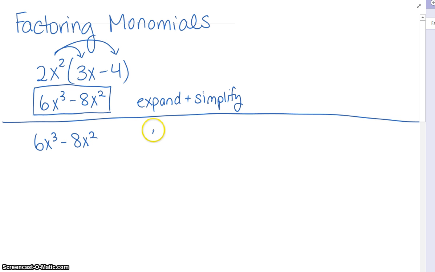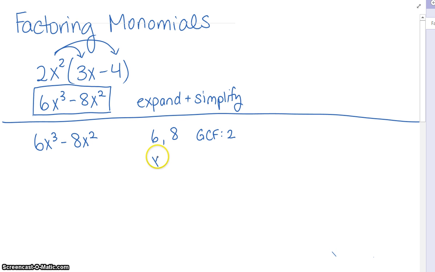If we look at just the coefficients, our coefficients are 6 and 8. We're basically finding the greatest common factor between 6 and 8. It's guaranteed to divide both of them. 6 and 8 are both, in this case, divisible by 2. So that would be the numerical part of our monomial that would be removed as a factor.